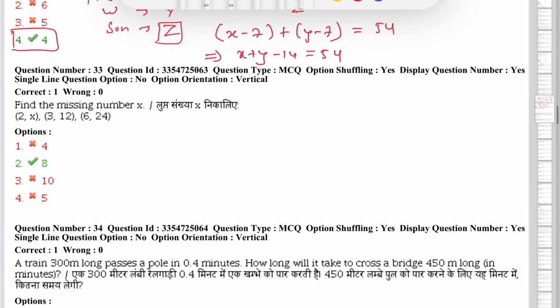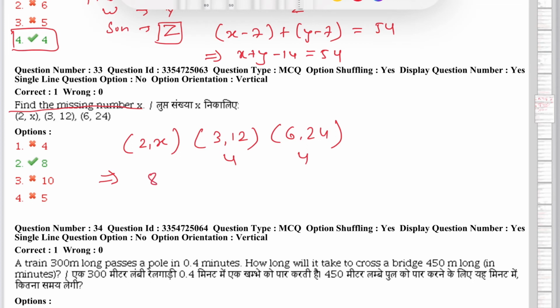The next question is: find the missing number X. I'll write the series here in case you are not able to see: X, 3, 12 and 6, 24. This is actually very simple. I hope you can just do it by looking at it. This is like 3 fours are 12 and 6 fours are 24, so it is 2 fours, which is 8. So 8 will come here.